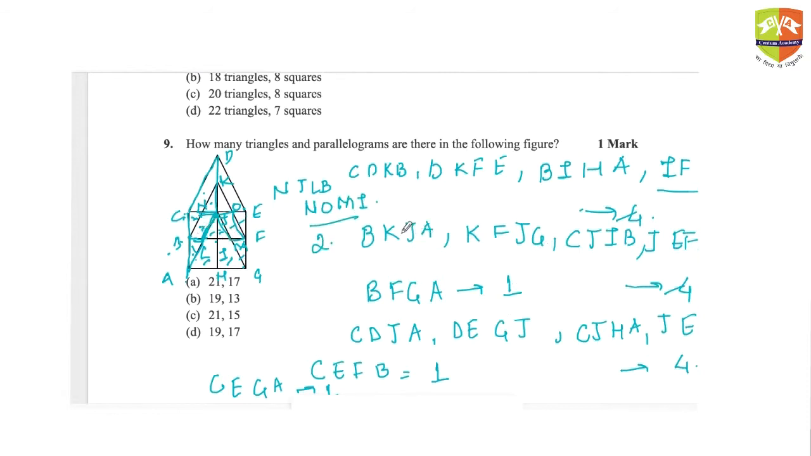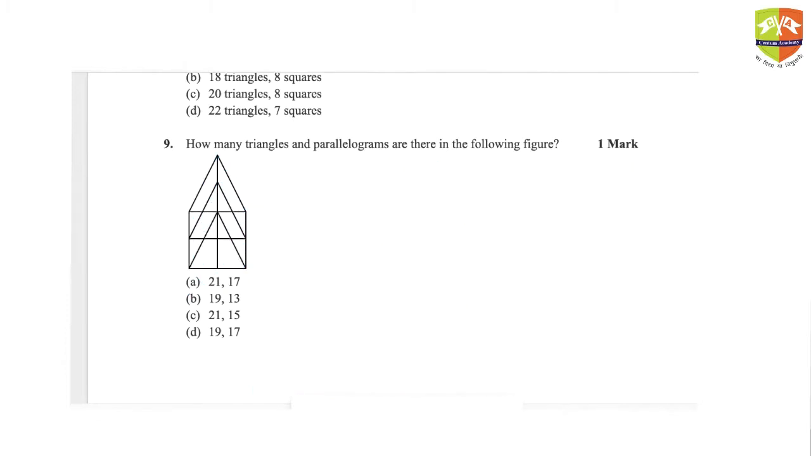So 6, 2 plus 4 plus 4, 4 plus 4 plus 1, then 4 plus 4, then 1 plus 1, how many of them do I get? I get 17. So 21 and 17, this is the right answer. Okay, so we have done enough questions like this. I'll post this sheet on the WhatsApp group. You can solve questions on this basis.